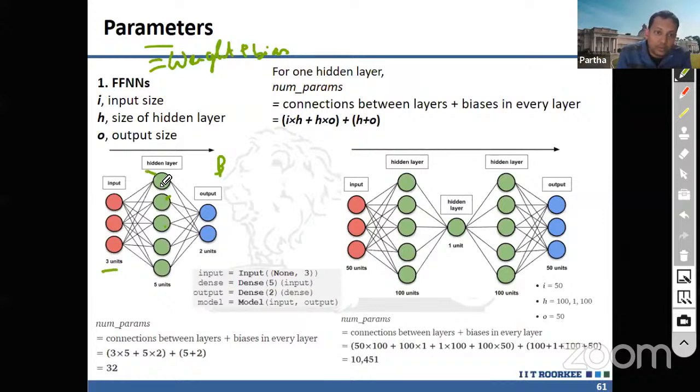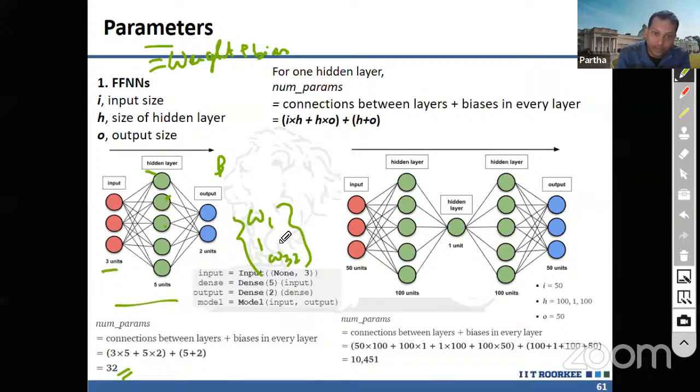So the total number of weights will be 3 into 5 plus 5 into 2, plus bias, 1, 2, 3, 4, 5 plus 1, 2. So that means total 32. So you will have 32 weights, W1 to W32. This many weights are there that we need to adjust, as we have seen in perceptron learning.